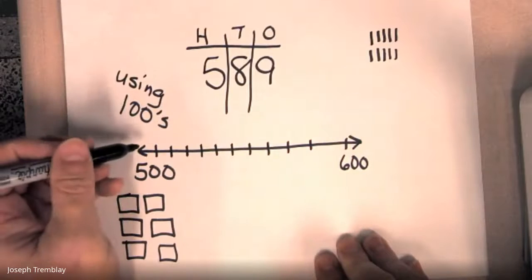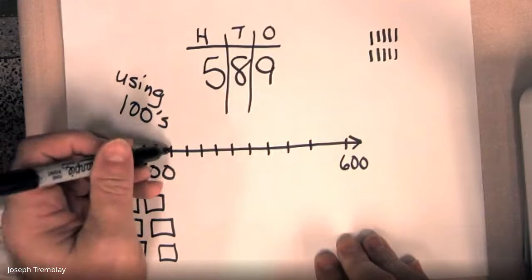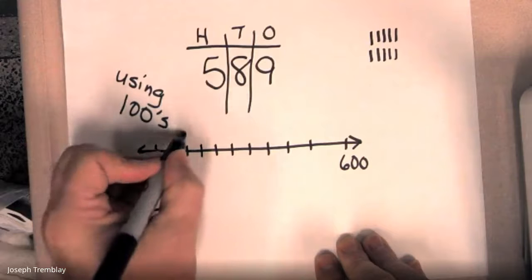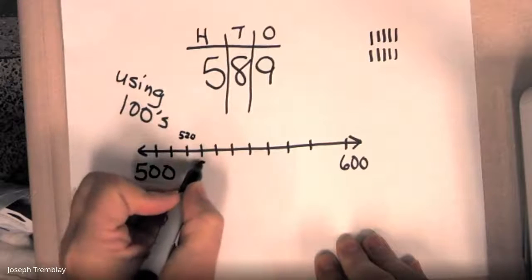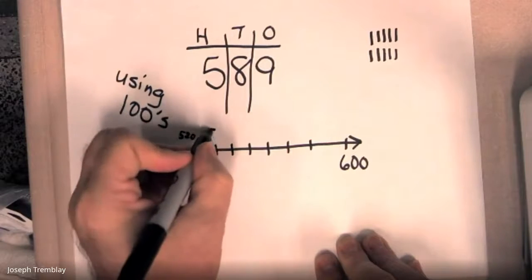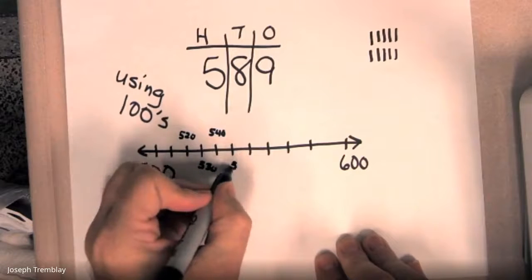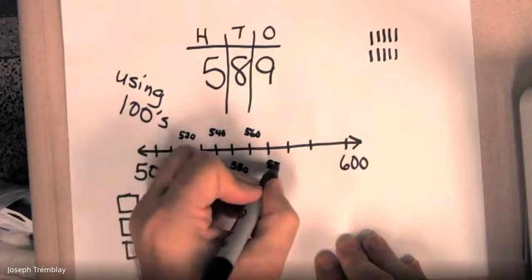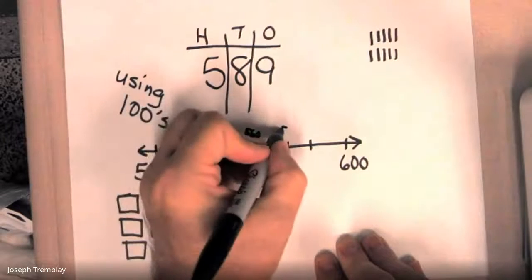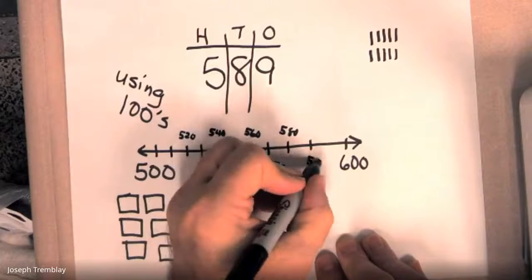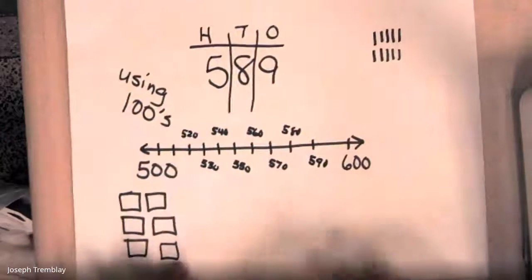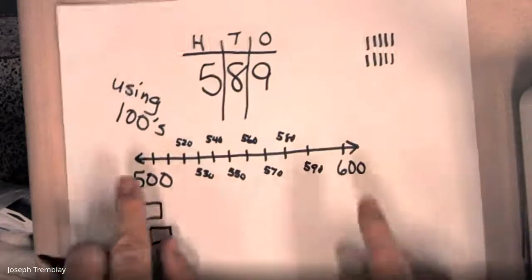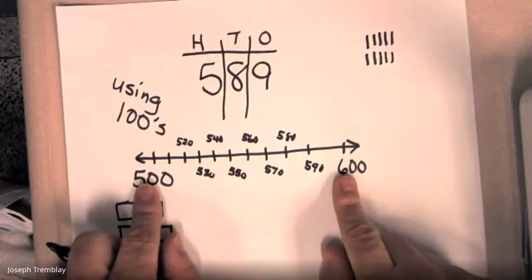And so if I count them, I've got 500, 510, 520, 530, 540, 550, 560, 570, 580, 590, 600. Now I'm just going to use my fingers and count back to find my midpoint.